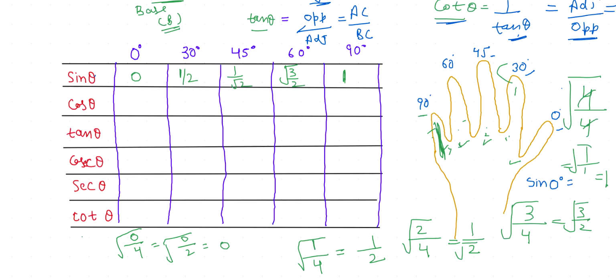Now for cos theta, just reverse these values. Start from here, 1, and for 60, root 3 by 2, and 45, it is the same. Then 30 degree, 1 by 2, and for 90 degree, it's the value of cos 90 degree, that is 0. Clear?